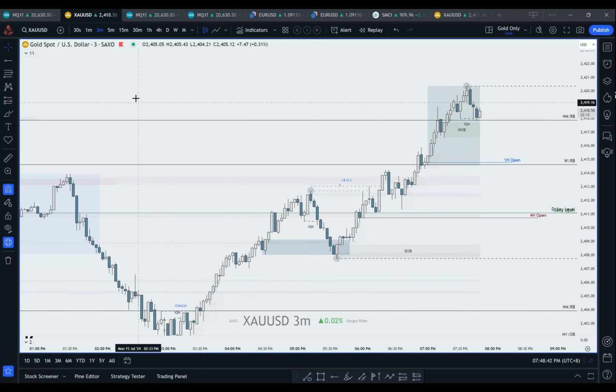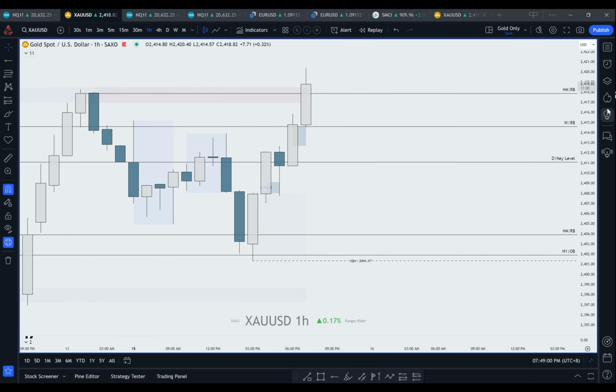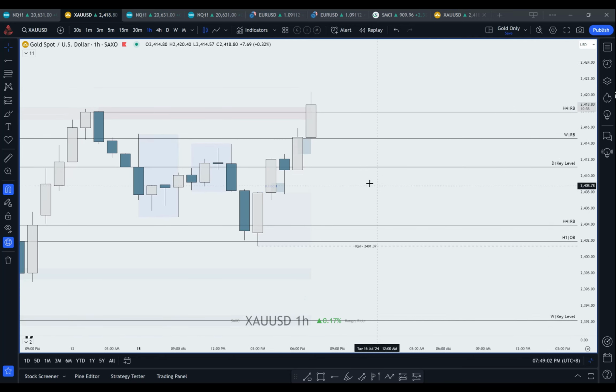And now what do we have? Now you understand where this actually comes from. You don't know, right? I explained where this comes from and why I entered exactly into this area. This is the H1 order block. Look here.